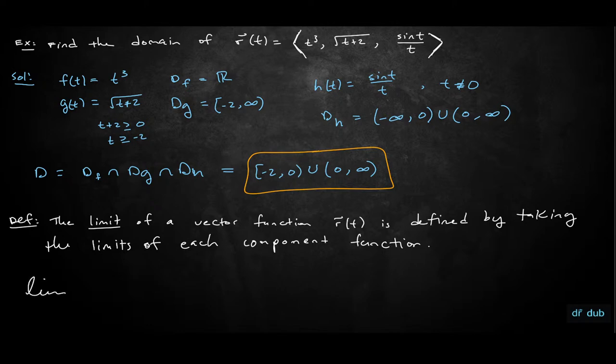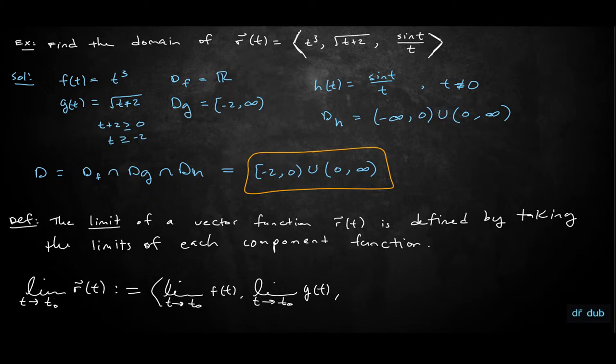So the limit as t goes to t zero of R of t, by definition, is going to be the limit as t goes to t zero of f of t, comma, the limit as t goes to t zero of g of t, comma, the limit as t goes to t zero of h of t. So you just take the limit of each component to get the limit of the vector function. So that overall limit exists when each of the component function limits exists. Each limit must be defined, and then the limit of your vector function is defined.